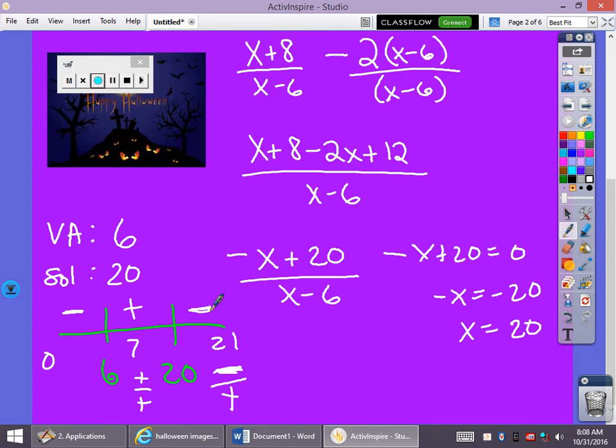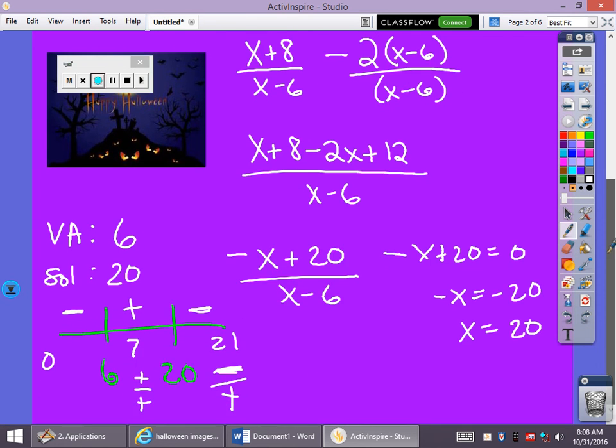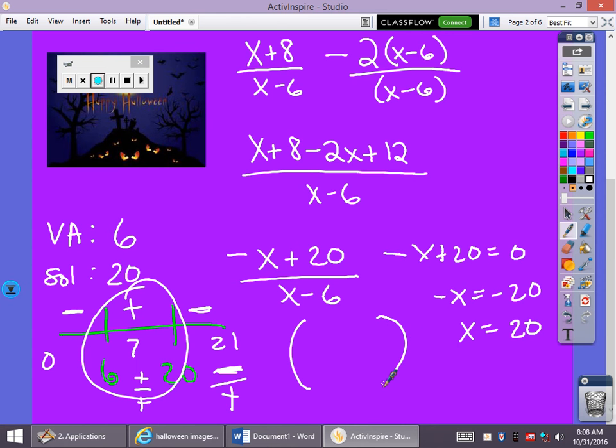Negative. So let's go back, it wants greater than. So I only want the positive, so it's going to be from where to where? 6 to 20. Was that harder? No, it just had the one extra step. You need to set it equal to 0. You need a common denominator. Done. It's the same process. Good?